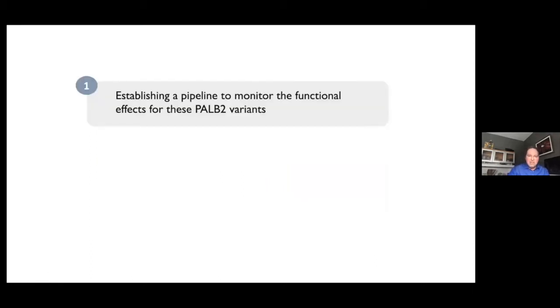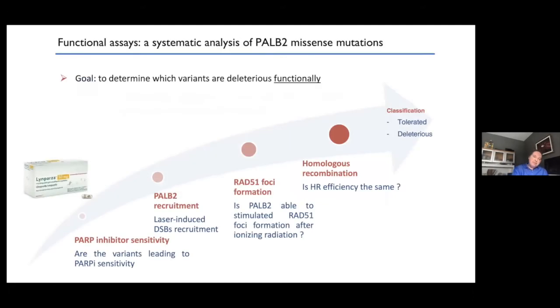So the first thing that we did is to try to establish a pipeline to monitor the functional effects of these different variants. And we reasoned that it would be probably wise to start with PARP inhibitor sensitivity, because at the end of the day, what you want to tell the patients is whether they will respond well to PARP inhibition?